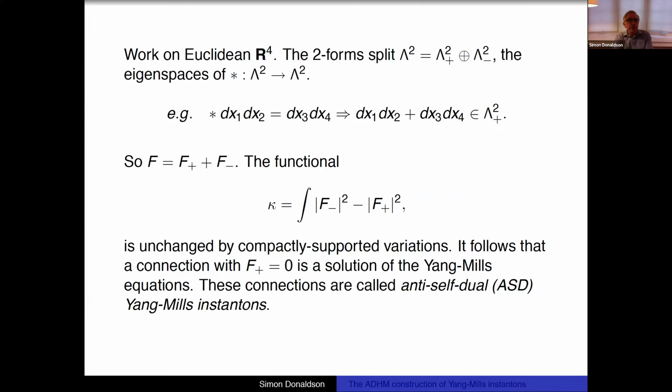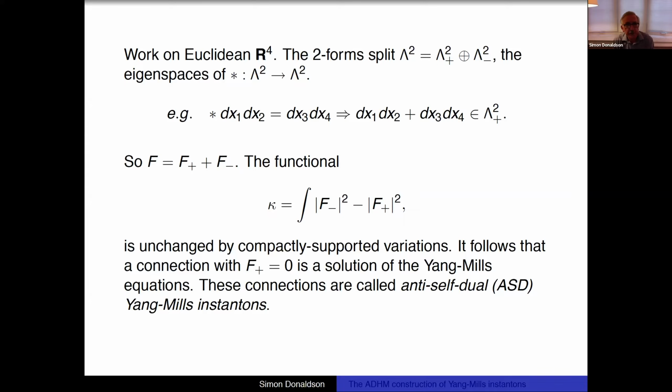So it follows just from that, without going into detailed formula, that if you have a connection with F plus is 0, then that is a solution of the Yang-Mills equations. It's a critical point of the functional E, a solution of the Euler-Lagrange equations defined by the functional E. So these are the central topic. These connections are called anti-self-dual Yang-Mills instantons. They're special solutions of the Yang-Mills equations, which occur in the case of dimension 4.